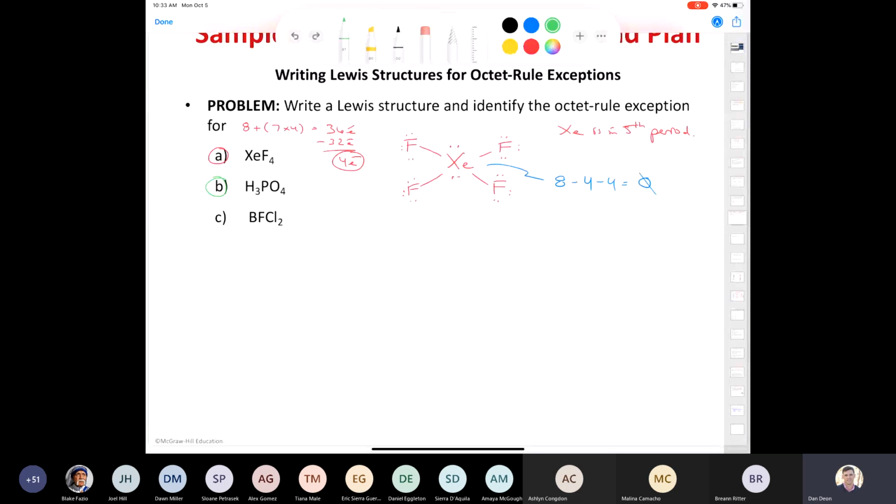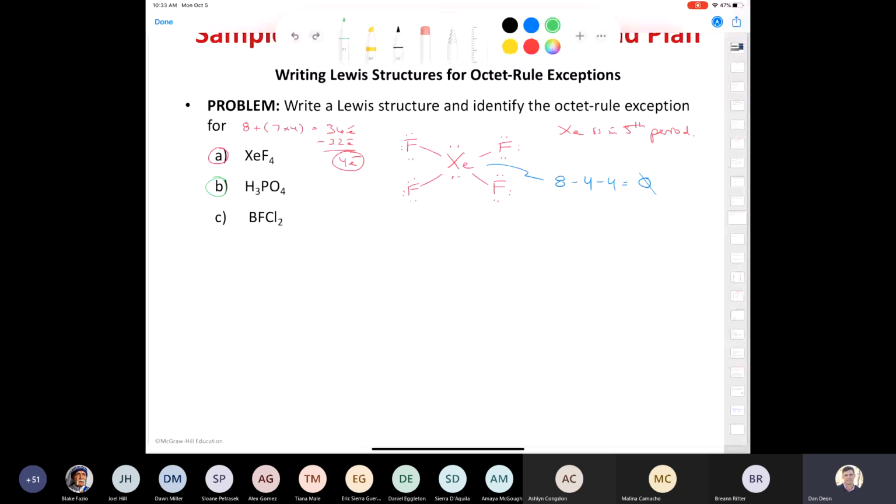I'm trying to think here. I don't want to misspeak. Usually it's when we have a double or a triple bond. Yeah, in fact, I think she even makes that blanket statement in the textbook. Okay, I hope that clears up some misconceptions or some questions that you might have.